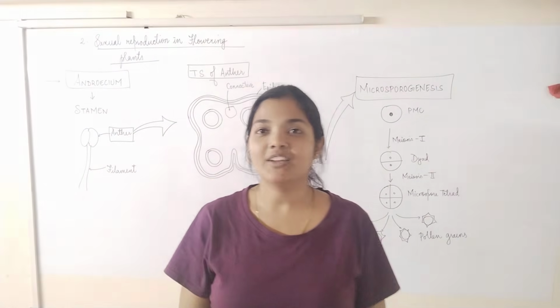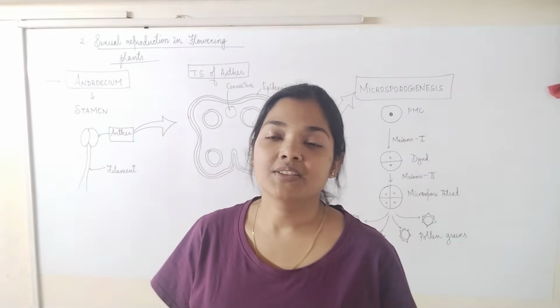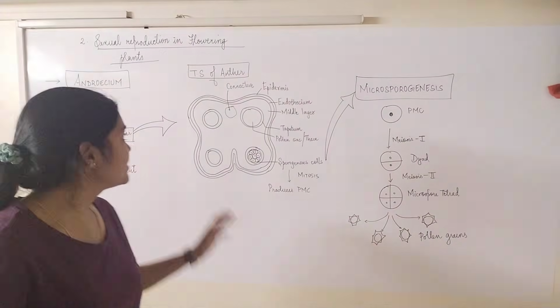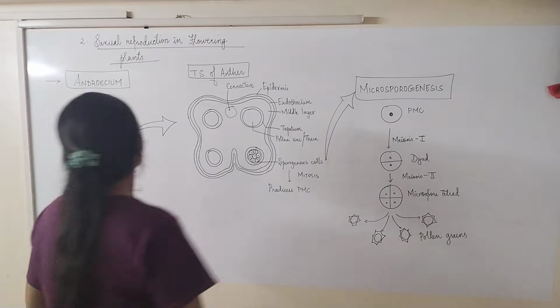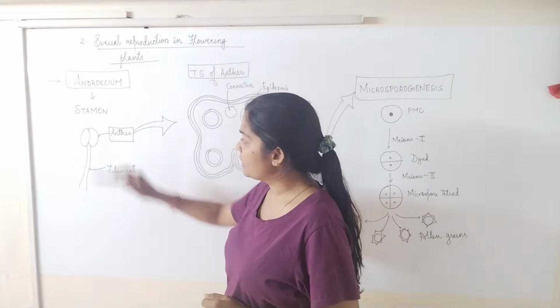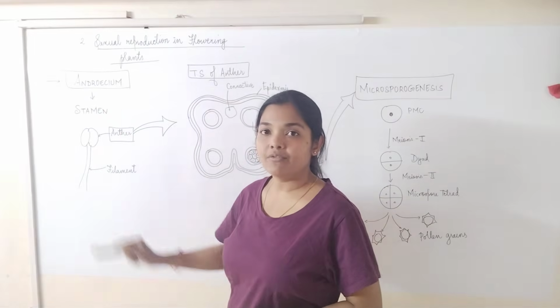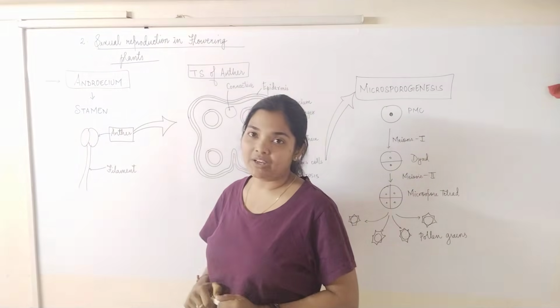Hello everyone, today we are going to learn about sexual reproduction in flowering plants, in which we are going to first start with the male reproductive organ, that is androecium. Androecium, which is also known as stamen, is divided into two parts. It has the anther and filament. Anther is connected to the filament with the help of connective.